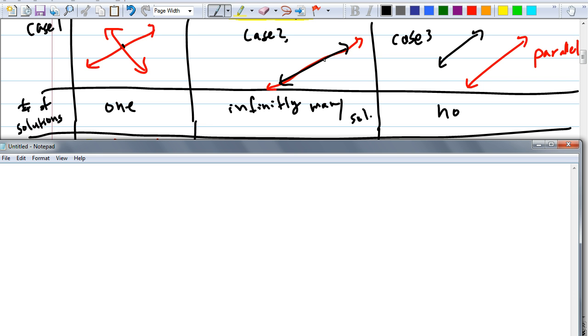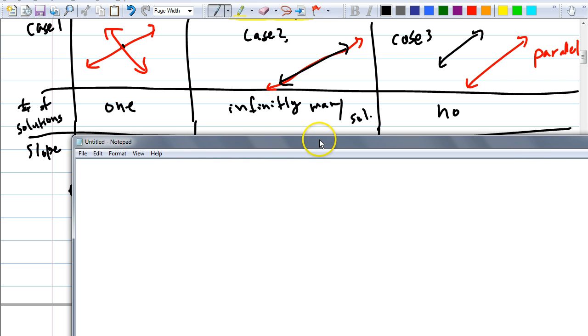Does that make sense? Because some people think that when it's any point, no. These are the points on these two lines, or on this line, because they're the same. Now, let's think about these solutions in terms of their slope.